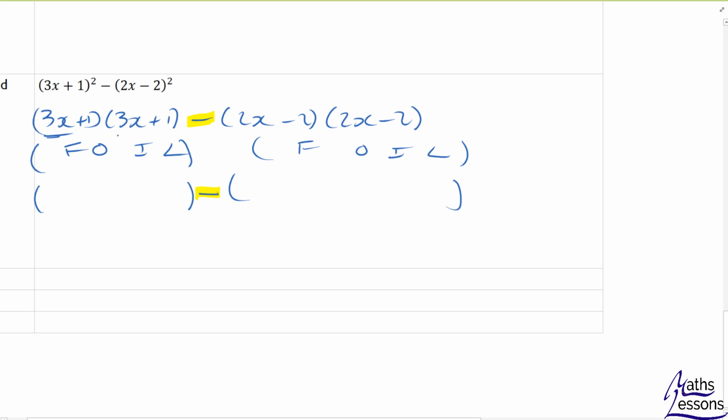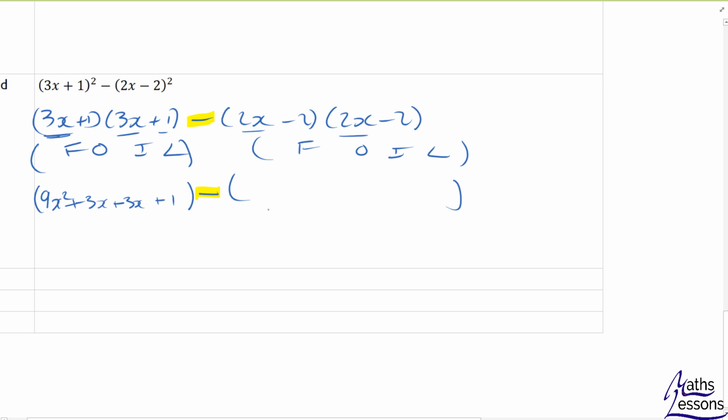So 3x times 3x is 9x squared. 3 times 3 is 9, x times x is x squared. We can't do anything with the 9 and the x squared. The outer two things, 3x times 1 is 3x. And the inner two things is 1 times 3x, that's going to be another 3x. And the last two things is going to give me 1.